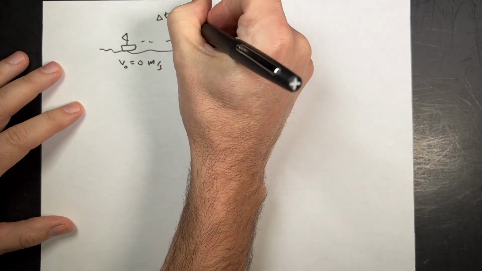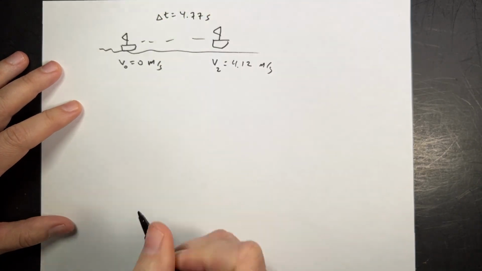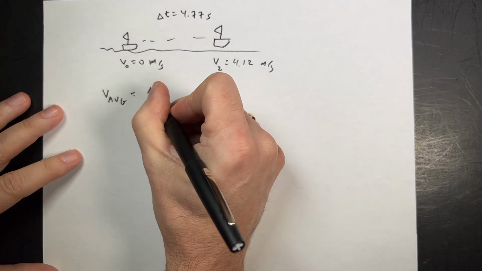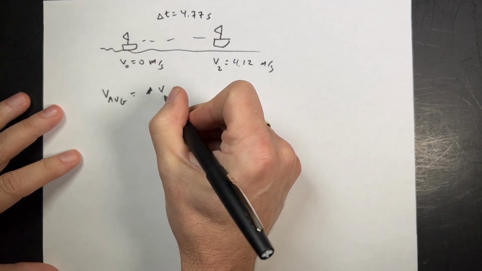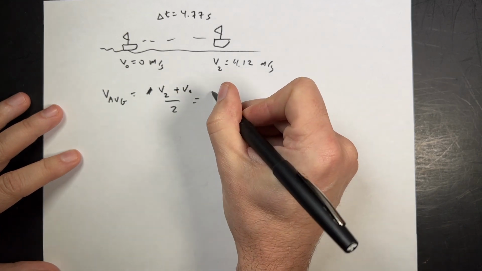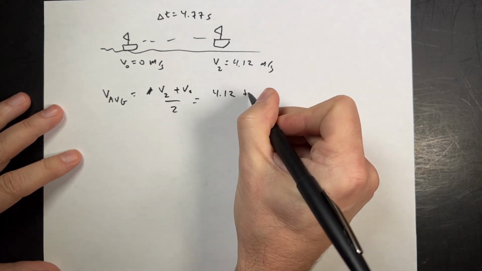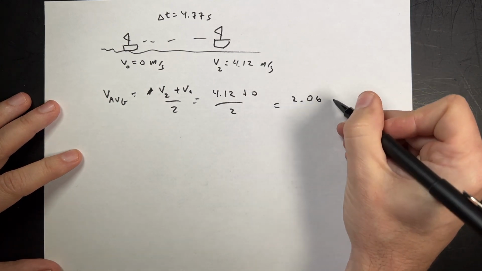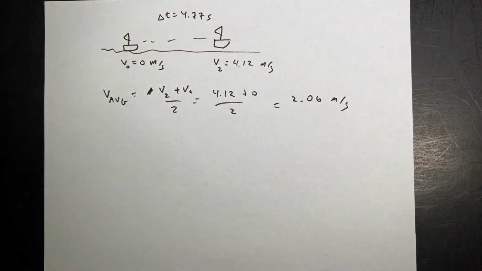Delta t, 4.77 seconds. Okay, so the first was V average. This is just going to be V final, V2, plus V initial, over 2. So it's going to be 4.12 plus 0 over 2. That's going to be 2.06 meters per second. Is that what it got? Okay, that's what it got.